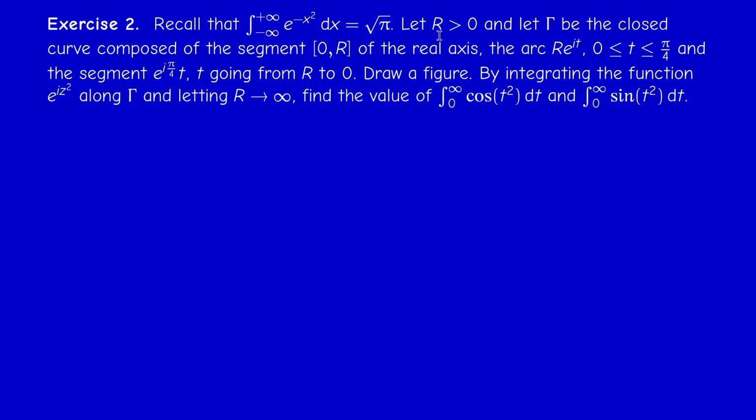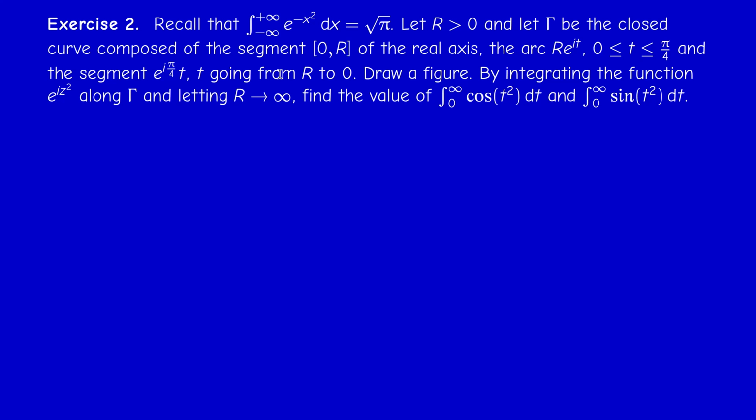So here's the approach. Consider a positive number r, which we will let tend to infinity. And let gamma be the loop composed of the straight line segment 0 to r of the real axis, the arc re^(it), t between 0 and pi over 4. So this is a 1/8 of a circle. And finally, the straight line segment joining e^(i pi over 4) r to 0.